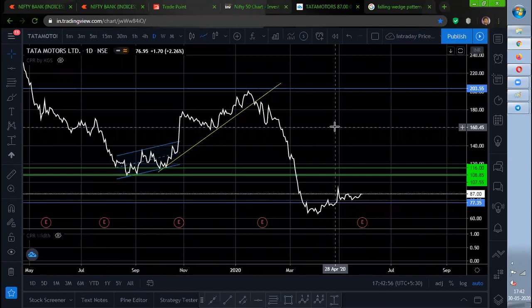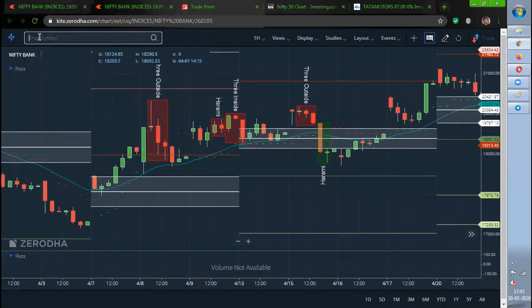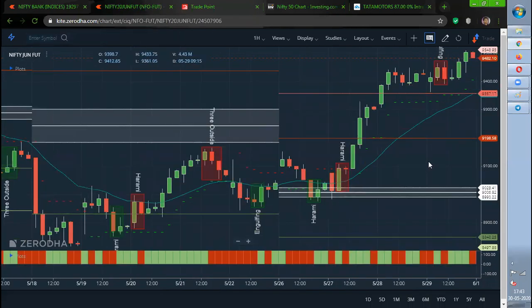So these are some methods. One is using candlesticks at resistance and support. One is finding patterns in the line charts. And another one, what I'm going to tell you here, is going into Renko. Okay. What is Renko? The basic difference, I'll tell you, bro. This is the Nifty chart, right? This is the Nifty chart.